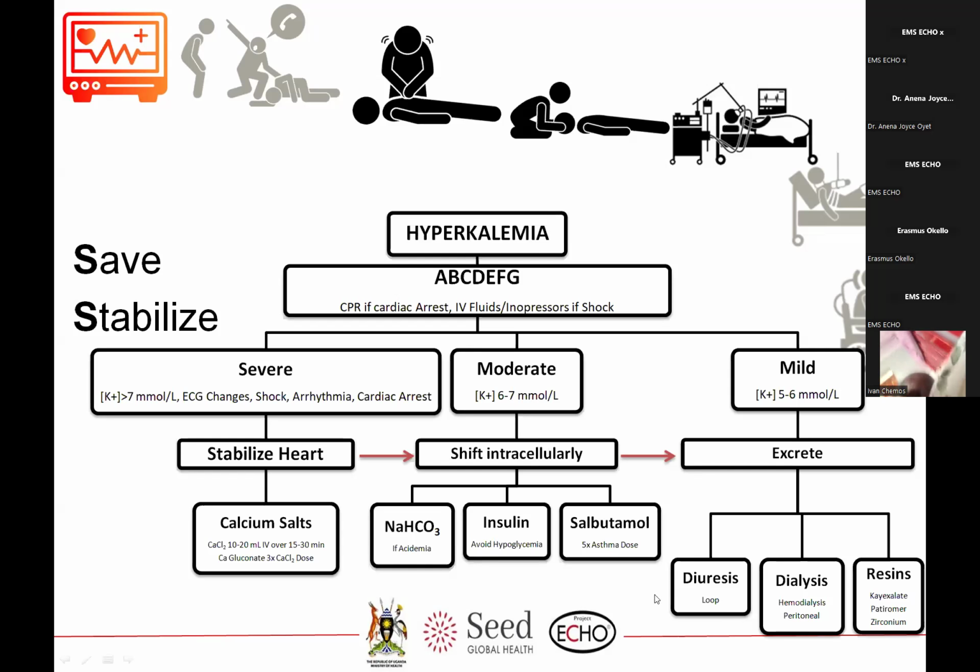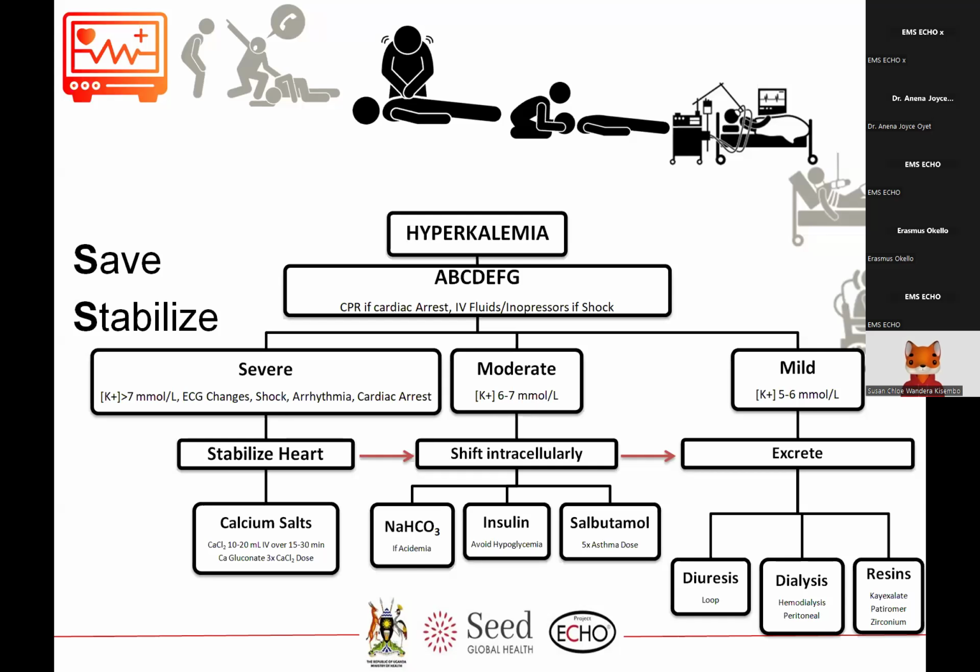So if the patient has got severe hyperkalemia, this is usually taken as a figure above 7 millimoles per liter, or any hyperkalemic figure with evidence of ECG changes or electrophysiological disturbances, cardiac arrest, arrhythmia, PVCs, multiple of them, and shock. That is severe. That patient needs you to stabilize the heart. I'm going to use the basic word that we use on the street. It says stabilize the heart.